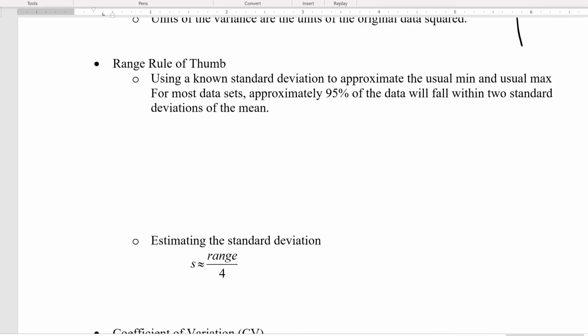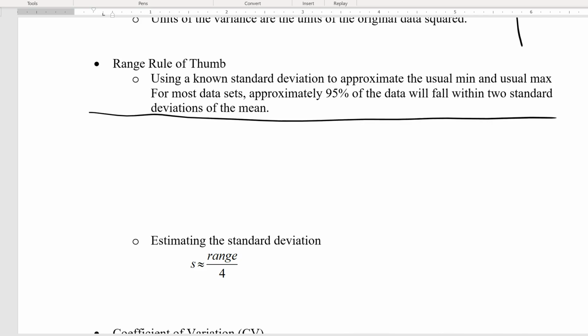The range rule of thumb is, let's see, this is not as important to me. What I'm going to emphasize more than the range rule of thumb will be the empirical rule. And it goes a little bit beyond just the range rule of thumb.